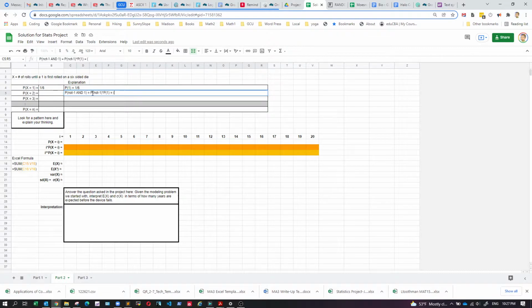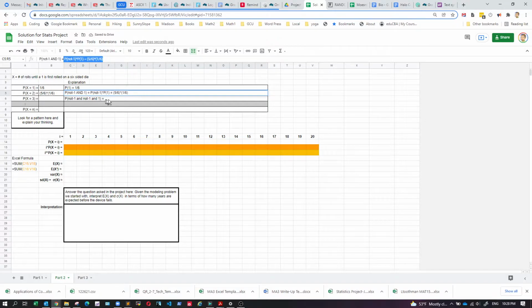And so that is, how many ways are there to not get a 1? Well, there's 5 in 6 ways to not get a 1, and 1 in 6 ways to get a 1, right? And so that's the formula I want here. So I want 5 over 6 times 1 over 6. Okay, and then p of 3, same thing, right? Except it's p of not 1 and not 1 and 1, right?